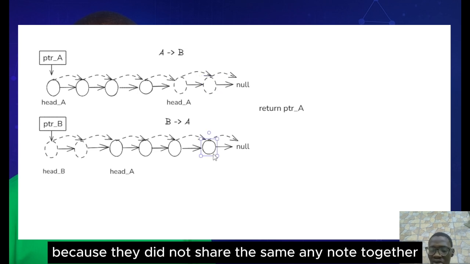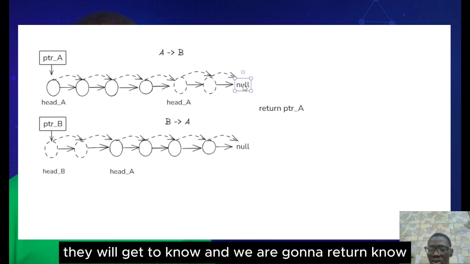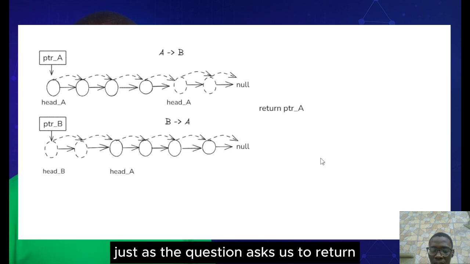Why? Because they do not share any node together, and therefore they will get to null, and we are going to return null just as the question asks us to return.